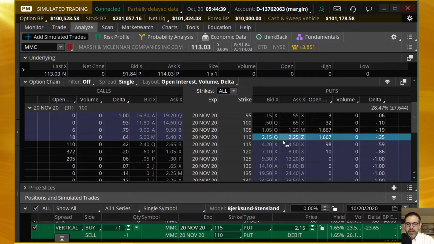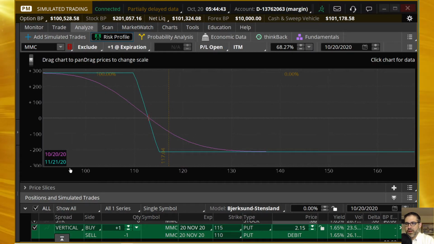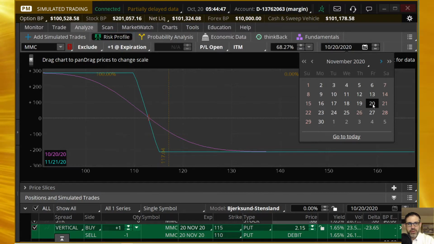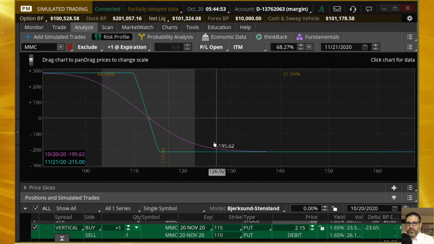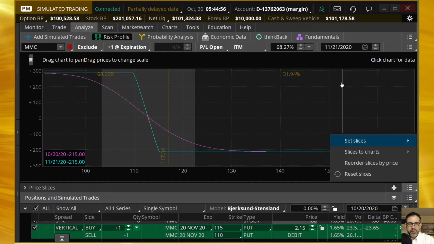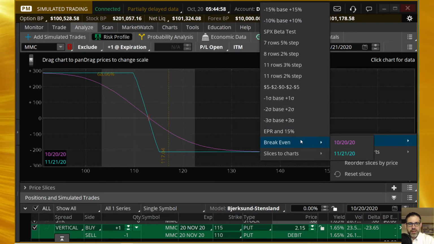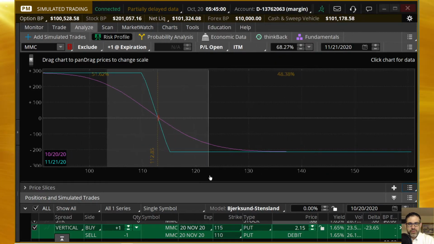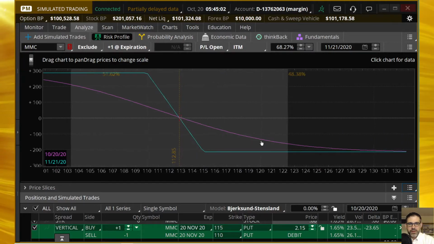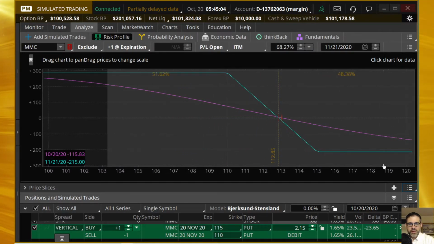But all right, now that we see this, let's take a look at our probabilities. Instead of this risk profile, we know we're going to expire on the 21st, so let's change our calendar here to the 21st. I thought it was the 27th. No, it's right, the 21st. Okay, yeah, there we go. All right, so I'm going to set my price slices to break even. And then I want to stretch this out a little bit so I can get a little bit more of that expected move on there.